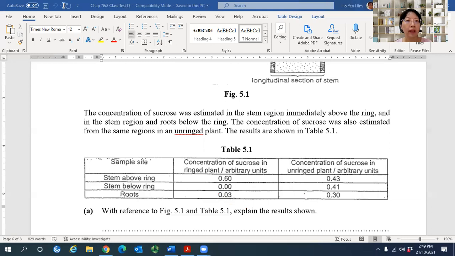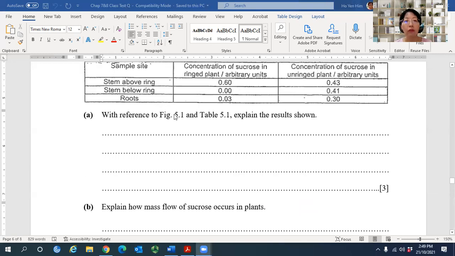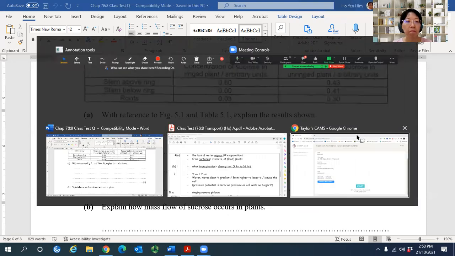Okay, so let's look at the question A. With reference to the figure 5.1 and table 5.1, explain the result shown. So explain everything here, right? Okay, let's look at the mark schema.